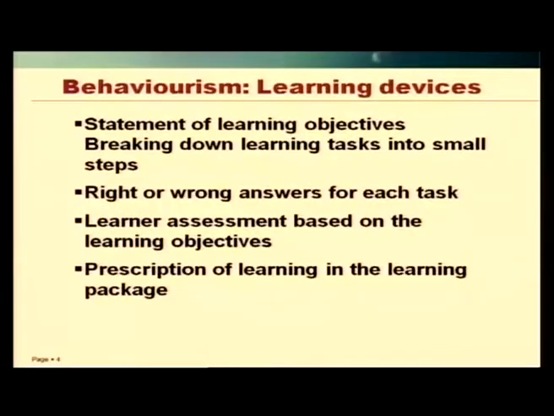And therefore, as you see on your screen, what learning devices will be used for behaviorism, for instance, that we must state our learning objectives, break down learning tasks into smaller steps, and mark right or wrong answers for each task. So, there must be a feedback loop, so that from time to time feedback is provided on whether the students are right or wrong, and if it is wrong they have to redo the whole thing, and if it is right they proceed. The learner assessment is based on the learning objectives.